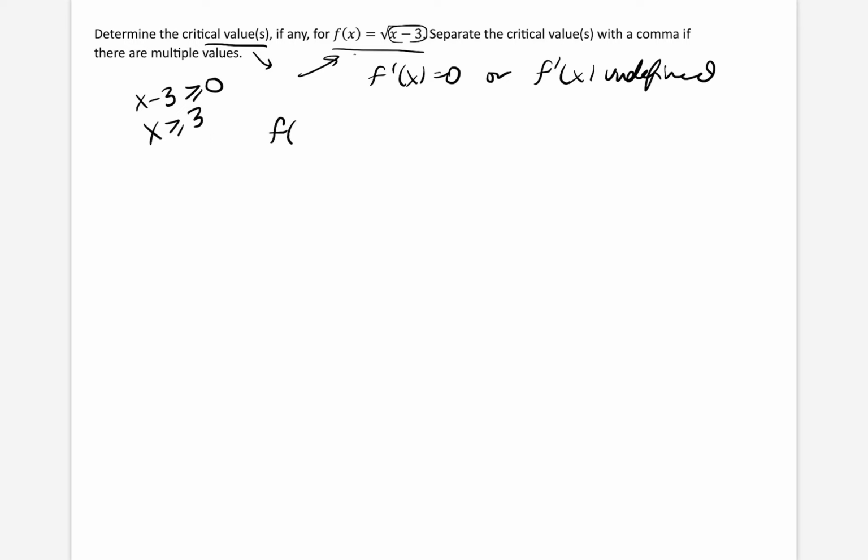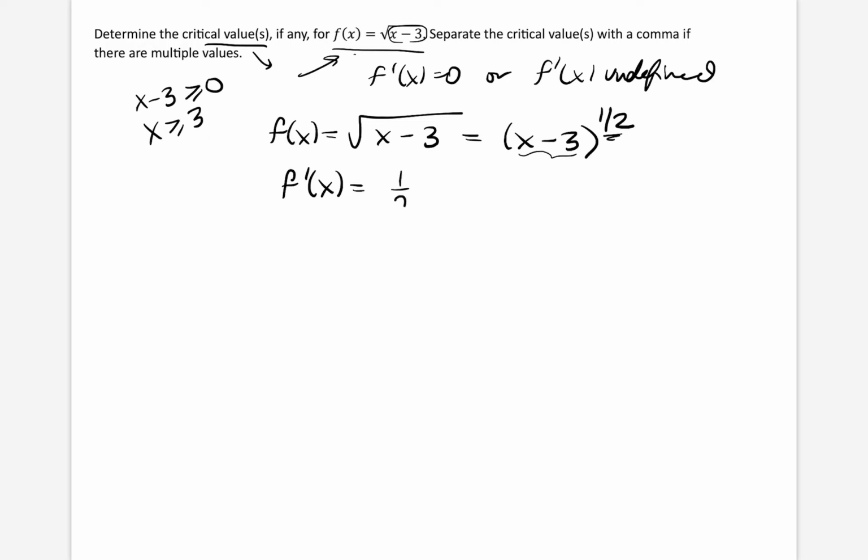So we have f of x equals the square root of x minus 3. And let's rewrite that as a power, x minus 3 to the 1/2 power, so it's easier to take the derivative. What's our first derivative going to be? Well, we have something to the 1/2 power. So our derivative is going to be 1/2 times that thing to the 1/2 minus 1, or negative 1/2 power, times, because of the chain rule, the derivative of that thing. That's just going to be 1 in this case.